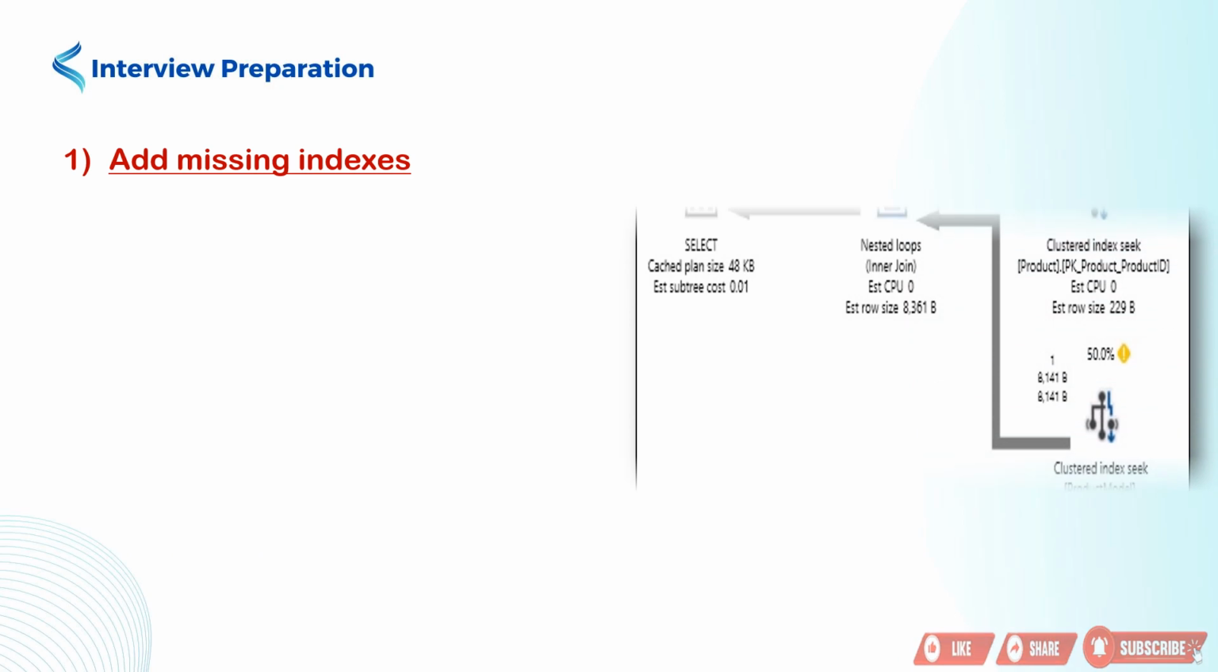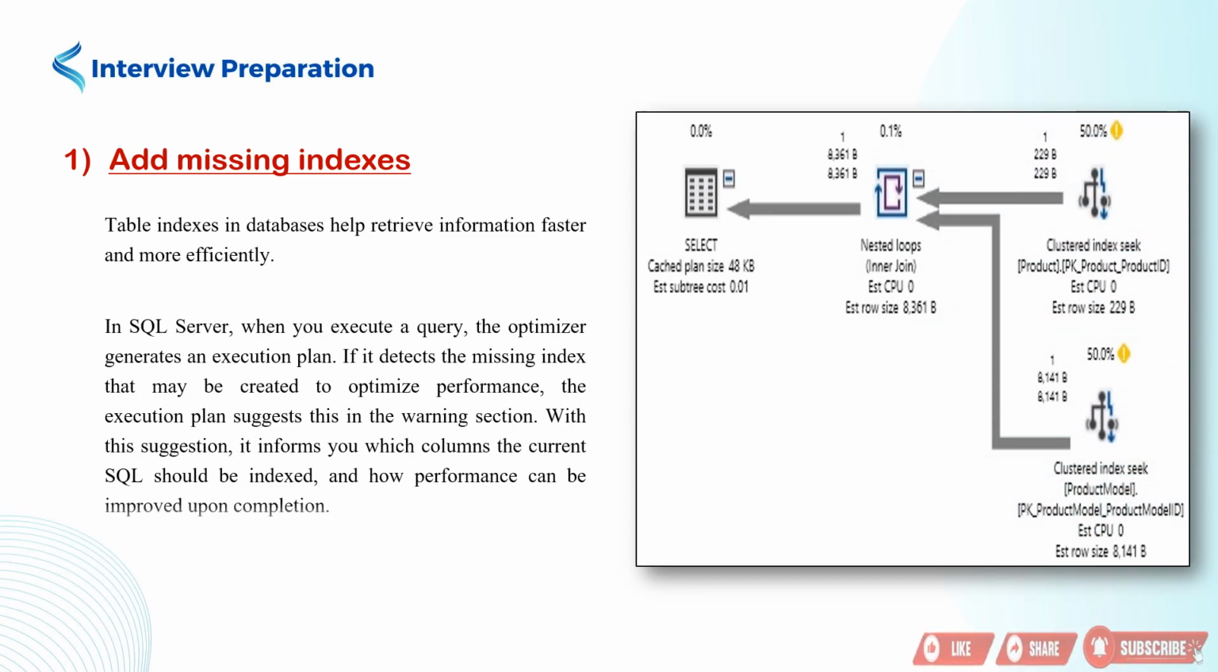First way to optimize SQL query is add missing indexes. As you must be aware, table indexes in databases help retrieve information faster and more efficiently. In SQL Server, when you execute a query, the optimizer generates an execution plan. If it detects a missing index that may be created to optimize performance, the execution plan suggests this in the warning section. With this suggestion, it informs you which columns the current SQL should be indexed on, and how performance can be improved upon completion.